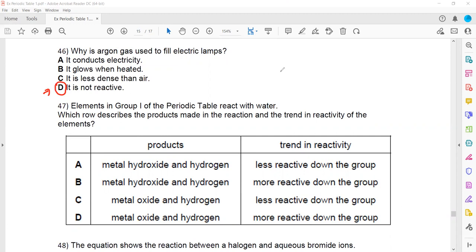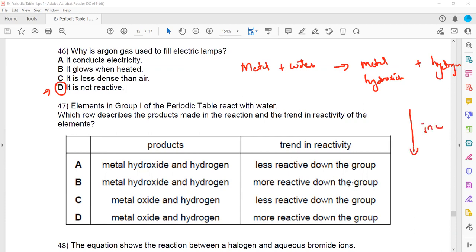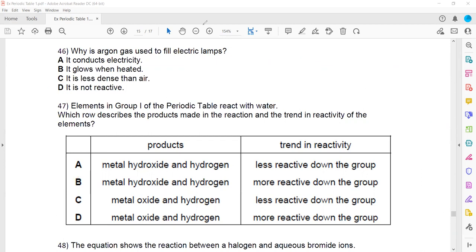So what are the products when these Group 1 metals react with water? As a result they are known as alkali metals. Alkali metal hydroxide will be there, plus hydrogen gas. And the trend: as we go down the group the reactivity increases, so they become more reactive as we go down, and give off metal hydroxide plus hydrogen gas. So we will observe bubbles fizzing due to this hydrogen gas.